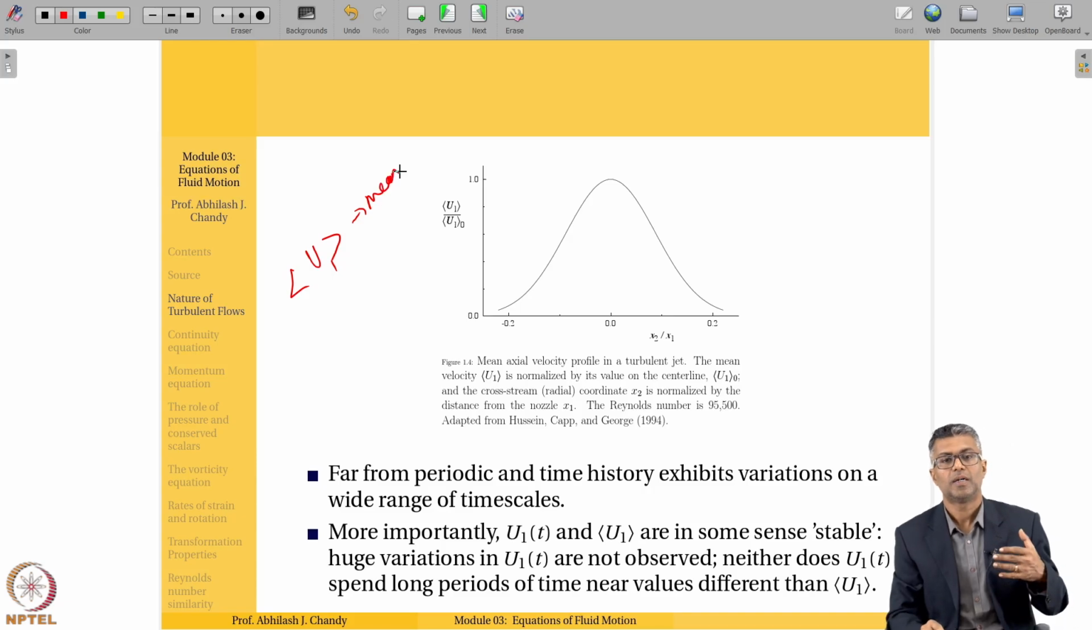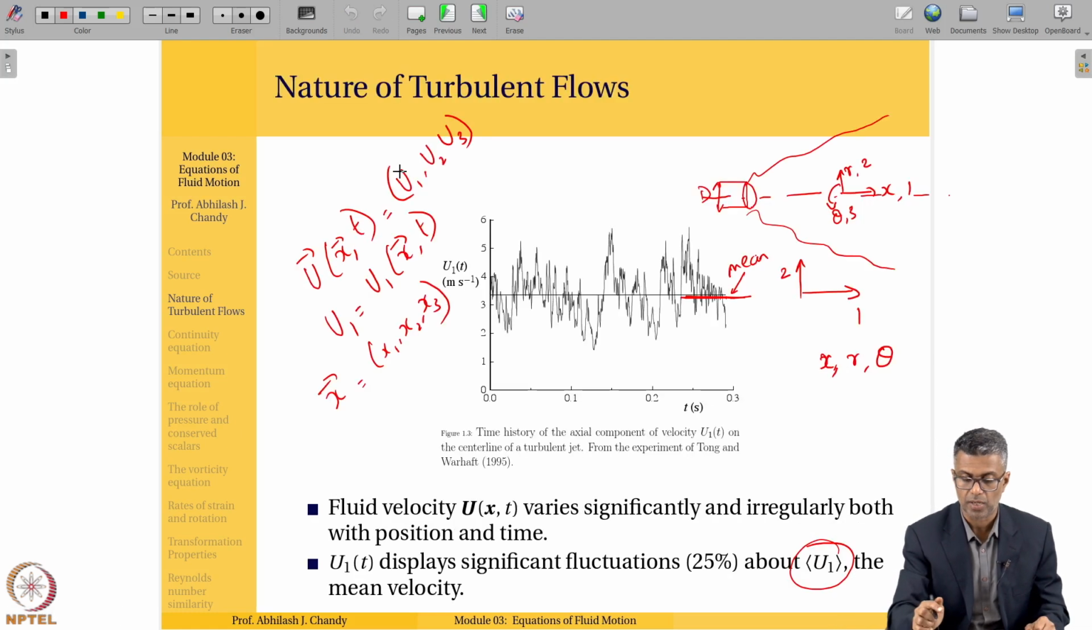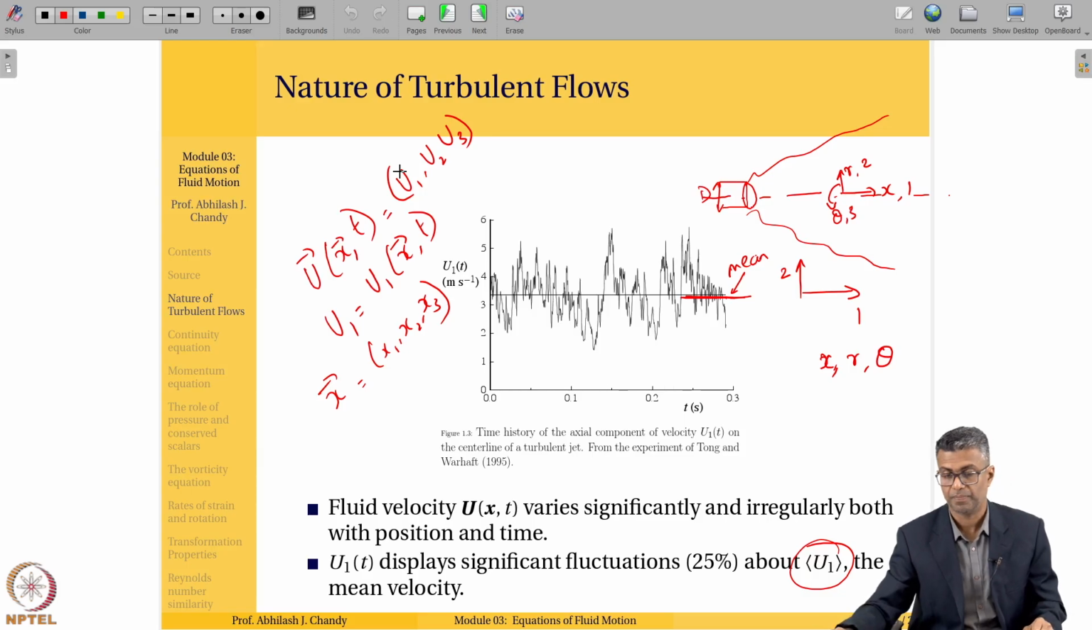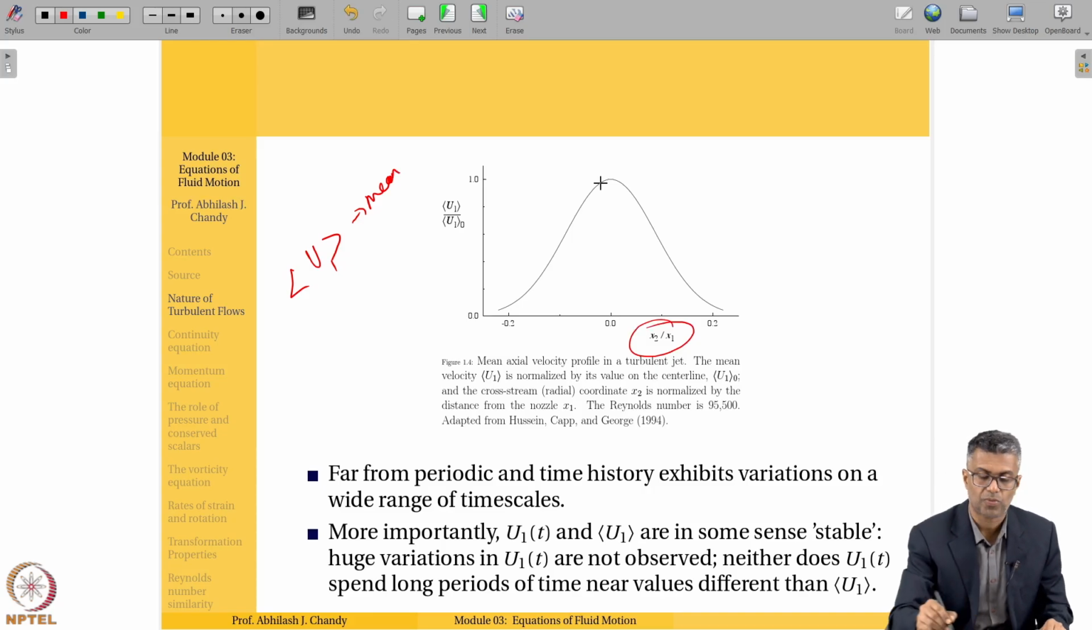And u1 with a subscript 0 is the value or the mean on the center line. This is plotted against the cross-stream coordinate, as in the radial coordinate. I had showed you what the radial coordinate is here: x, r, and theta for a round jet. So that radial coordinate is also normalized with the distance from the nozzle. So x2 over x1 is what is shown here on the x-axis, and the normalized velocity is shown here.